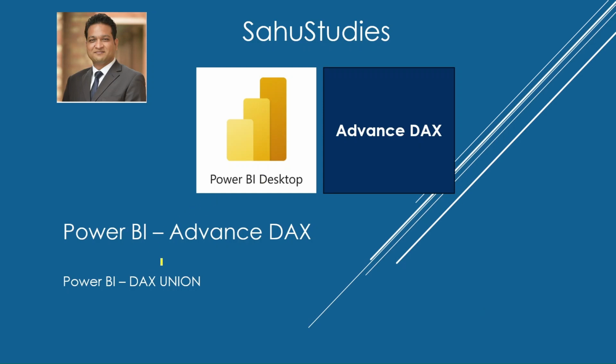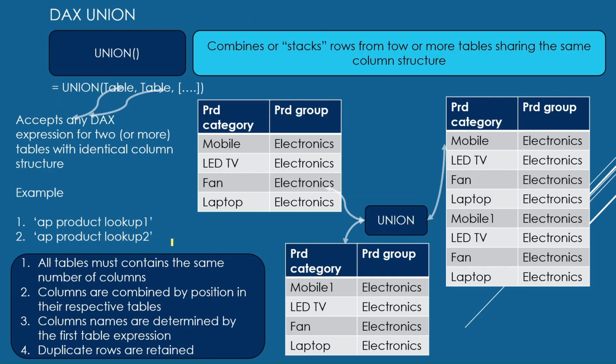In this video, we are going to discuss the union function in Power BI. So what is the union function? Why do we use it? The union function combines or stacks rows from two or more tables sharing the same column structure.